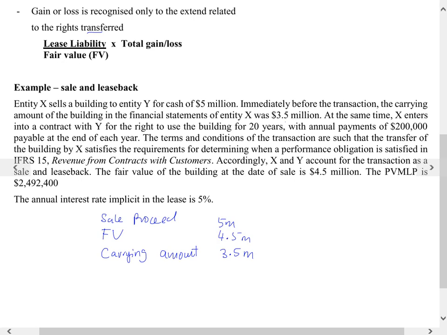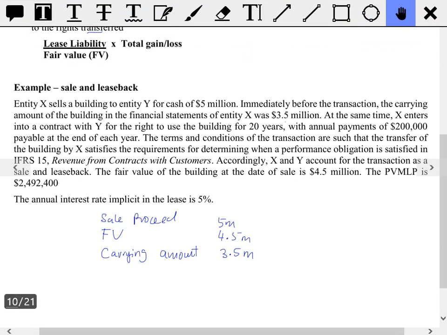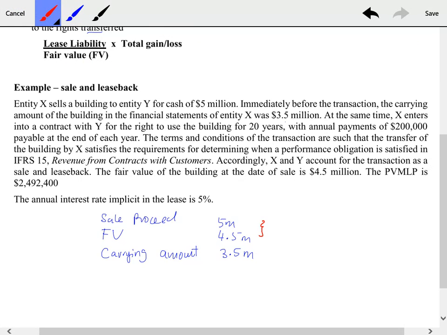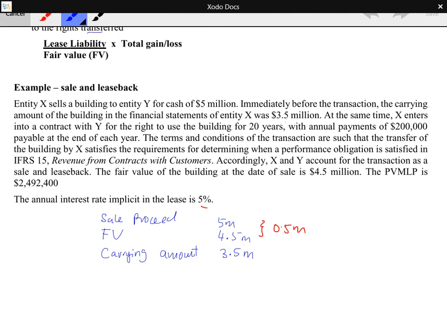Did I sell above? So if we sell above fair value, the excess is actually the loan. So how much is the loan here? 500,000. So this is actually a financing, a loan. The present value of minimum lease payment is 2492. So I must pay back 2492 because I sell to them, I lease it back 2492, and the annual interest rate is about 5%. So we look at the working next page.